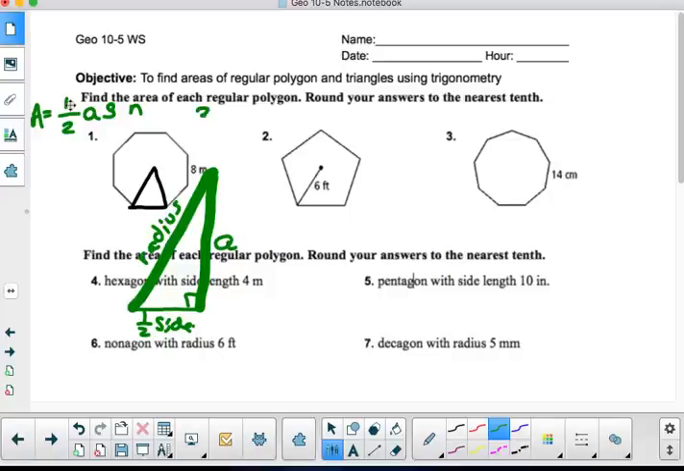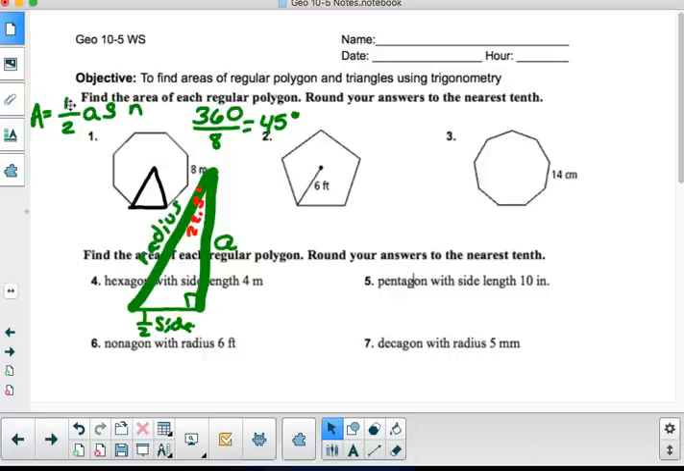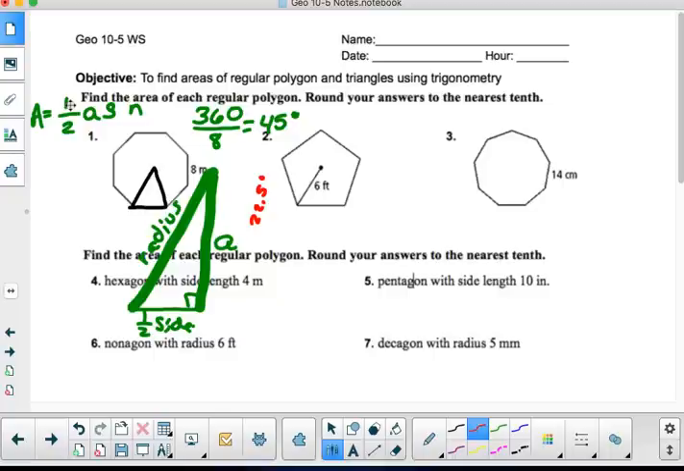Now when I do this, I've got 360 divided by 8, and that's going to give me 45 degrees. Half of 45 to make this right triangle is 22.5 degrees. So half of the central angle is the angle of this triangle. So it's 22.5 degrees. Now, using that, I am going to find my A because I already know my half side. My full side is 8, so my half side must be 4.